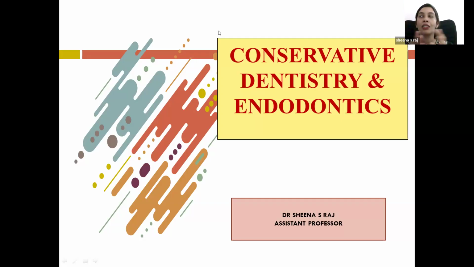When talking about the conservative part, most of the cases like amalgam, we know the preparation part, inlay, the preparation part, and certain important questions like mercury toxicity, bevels, inlays, onlays. Some repetitive questions I have seen.